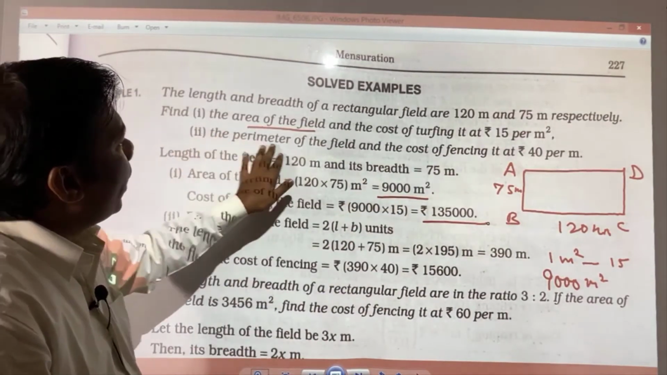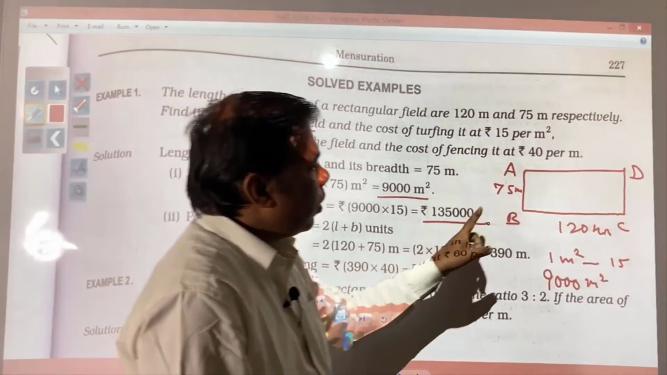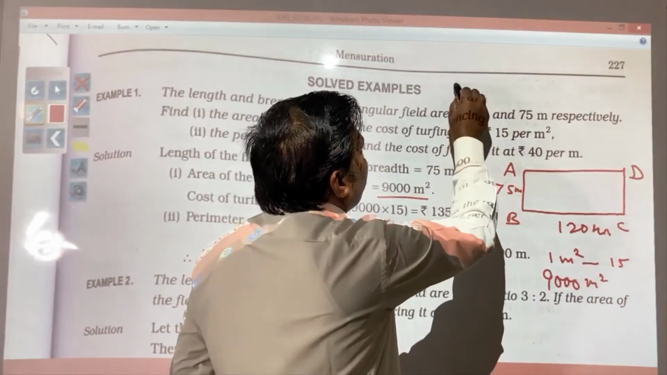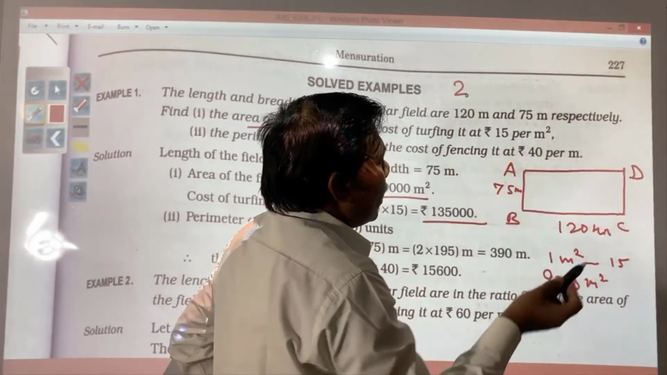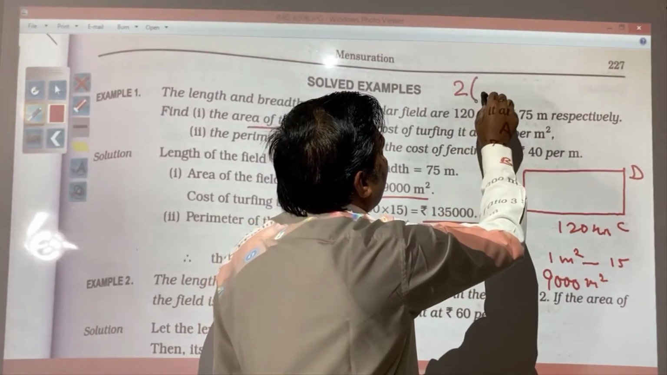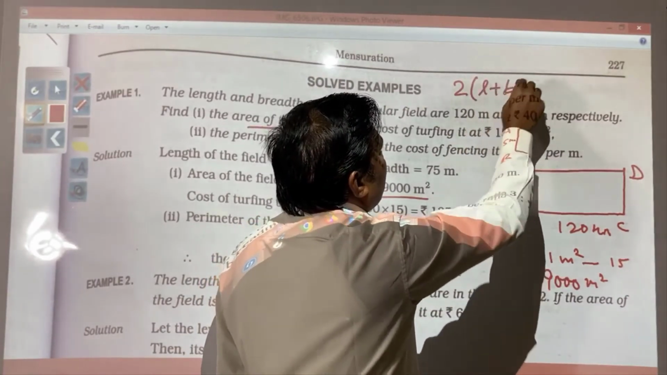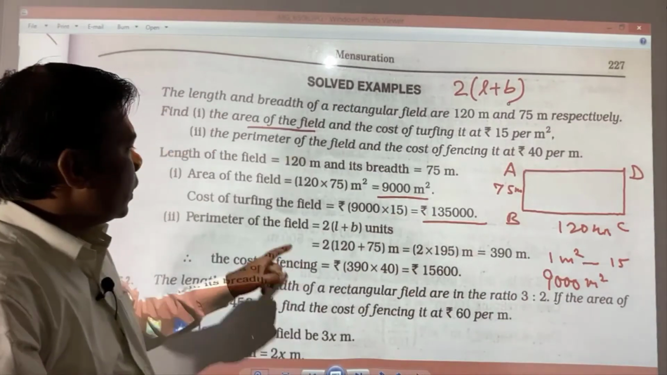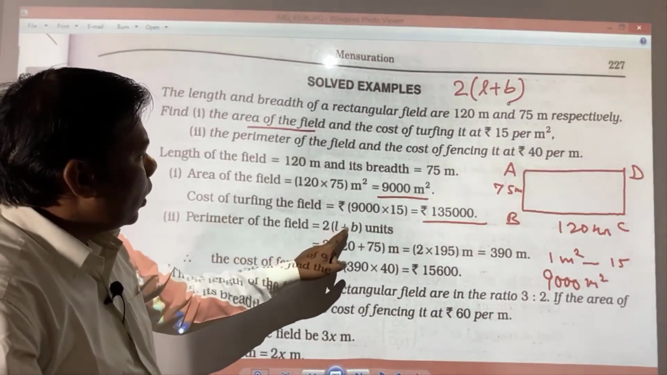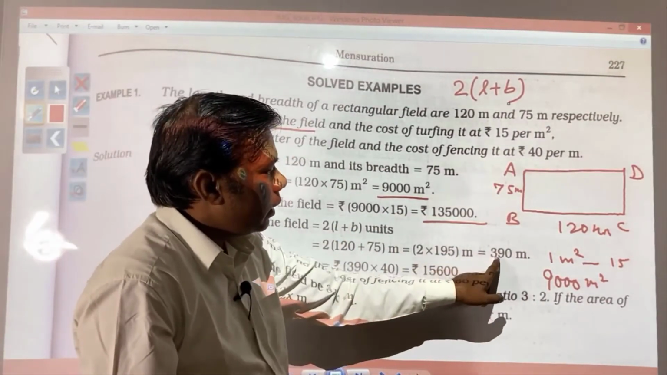Second, you have the perimeter of the field. What is the perimeter of a rectangular field? It will be 2 into (L plus B). L and B have been given, just you see. So you will find out 2 into (L plus B). You simplify, and you will get 390 meters.